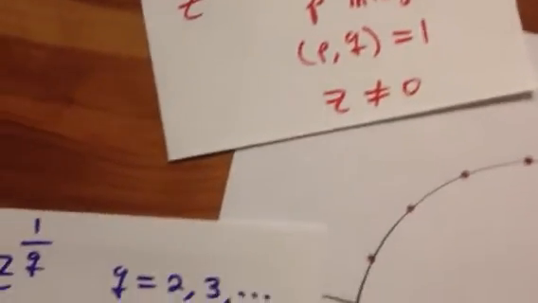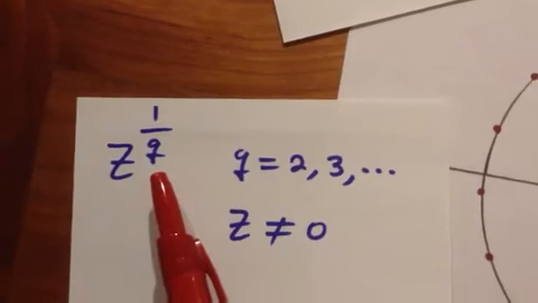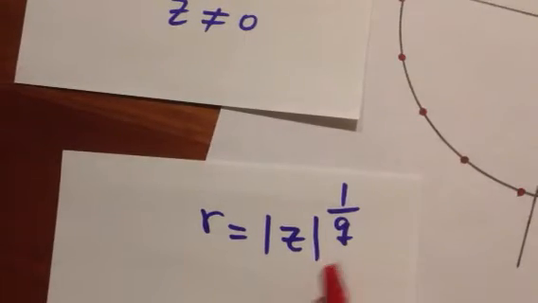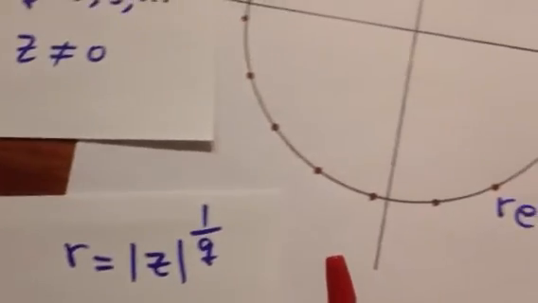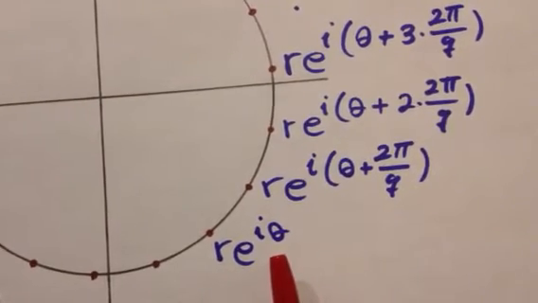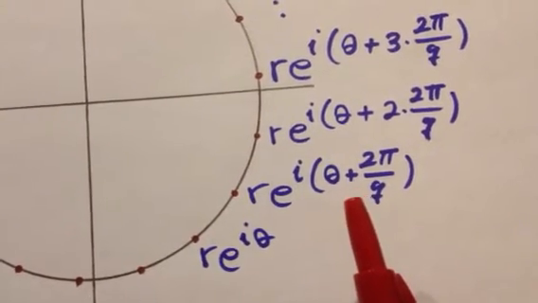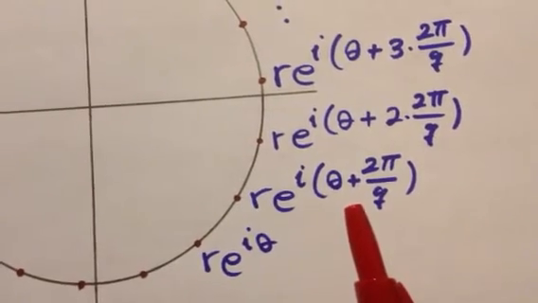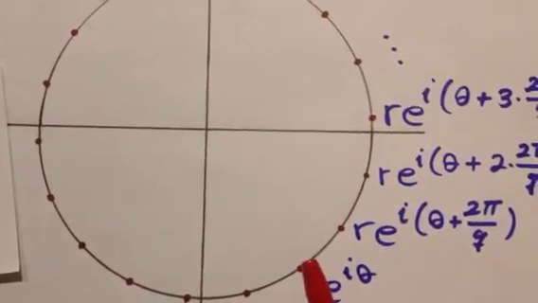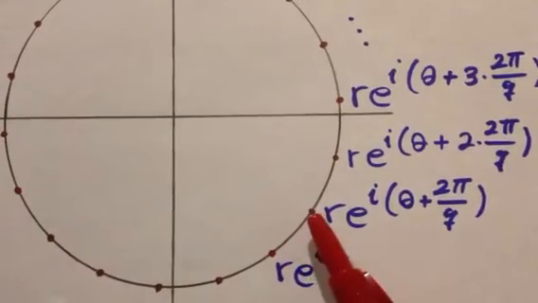So previously we saw that if we have z to the power 1 over q, and we define r as the absolute value of z raised to 1 over q, then a typical root would look like r times e to the i theta. To get all the others, we keep adding 2 pi over q to the arguments. So in other words, we divide 2 pi by q, and that gives us the difference between two consecutive arguments.